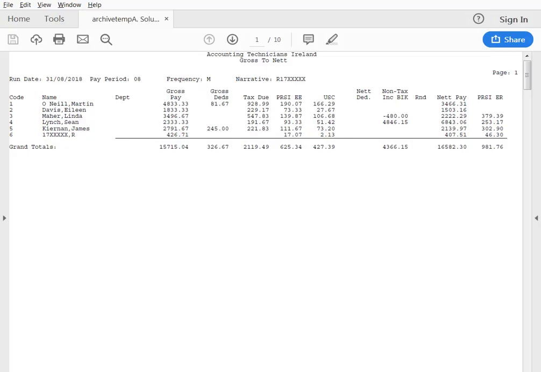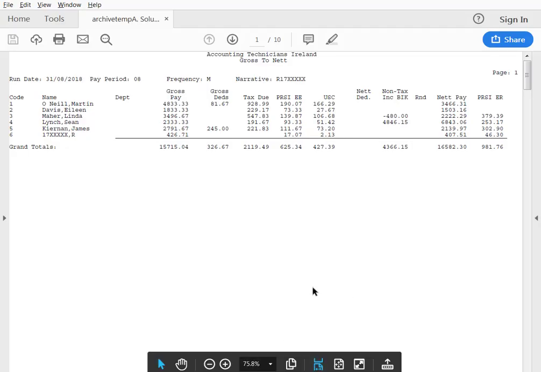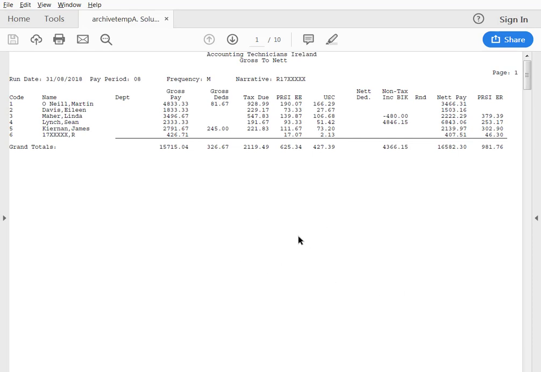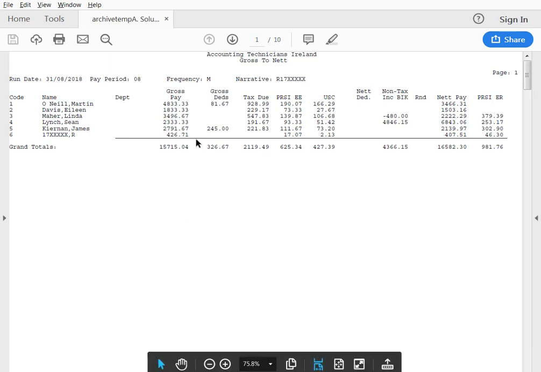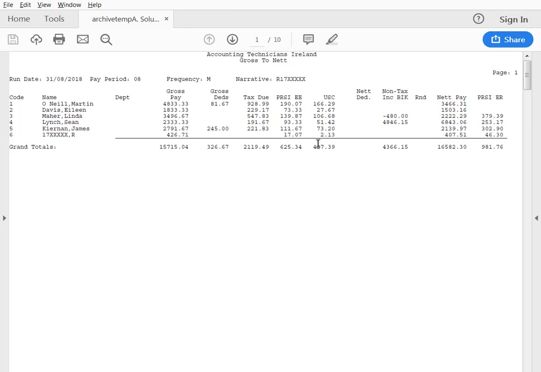So let me see, where is my, here I go. Okay, I'm sorry now I can't make this any bigger, but if I do you won't be able to see the full screen. So when I talk about outliers, I mean gross pay, tax, PRSI, USC, net pay, employer's PRSI. All of those are standard figures. Okay, so you expect to see those. What you don't necessarily expect to see are these ones here.